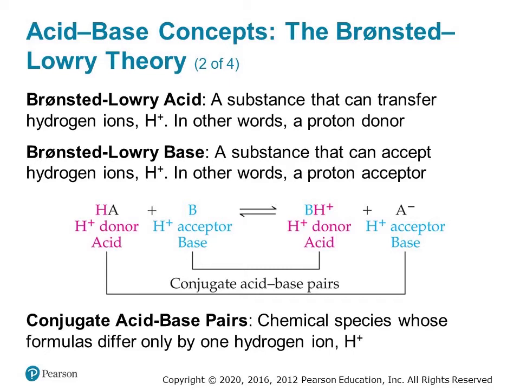When a generic Bronsted-Lowry acid, HA, donates a proton to a generic Bronsted-Lowry base, B, the two new substances formed will be the protonated form of the base, BH+, and the deprotonated form of the acid, A-. These species will exist in equilibrium with the original acid and base. The protonated form of the base, BH+, is known as the conjugate acid of the Bronsted-Lowry base, and the deprotonated form of the acid, A-, is known as the conjugate base of the Bronsted-Lowry acid. A conjugate acid and conjugate base, then, are two chemical species whose formulas differ only by one hydrogen ion. Any set of two such species are said to form a conjugate acid-base pair.